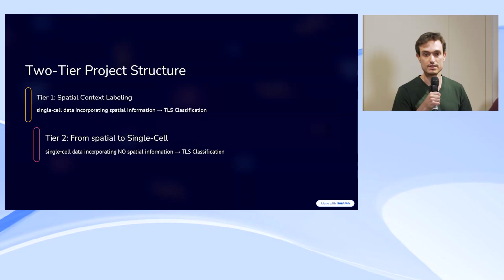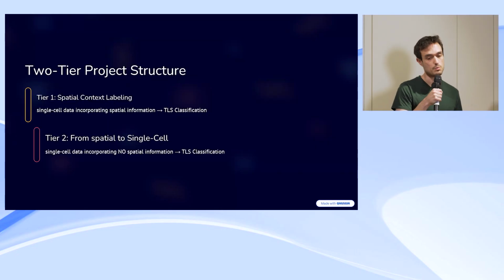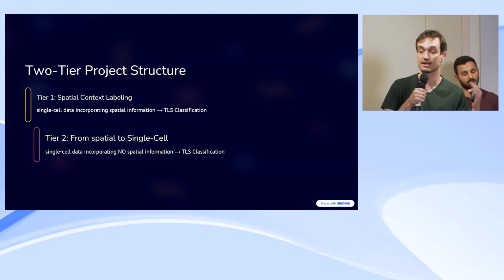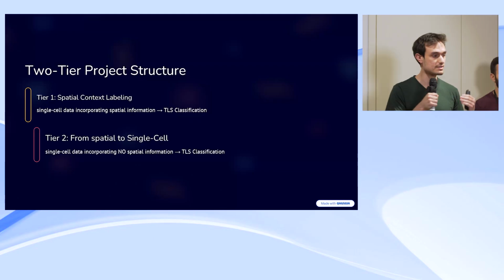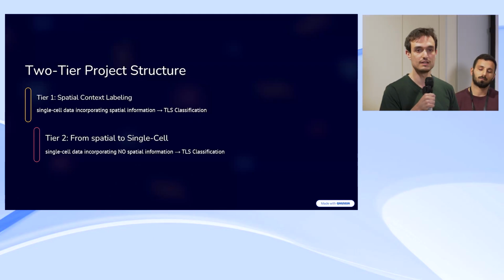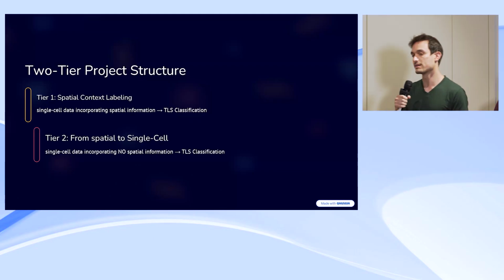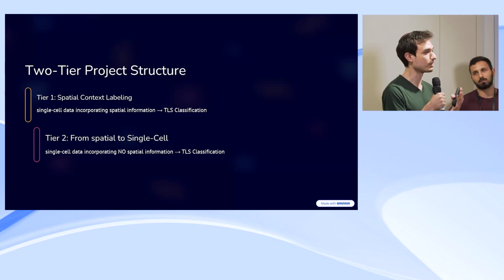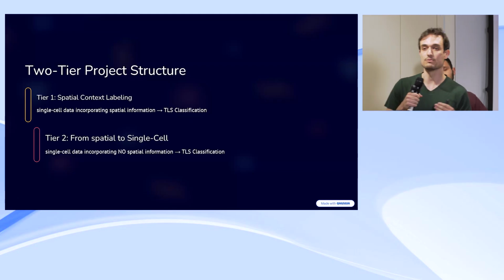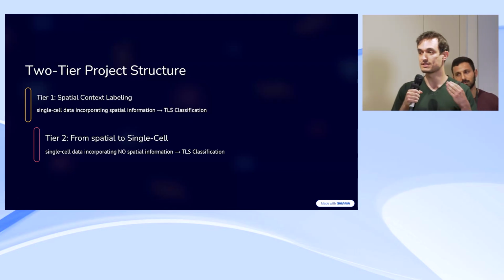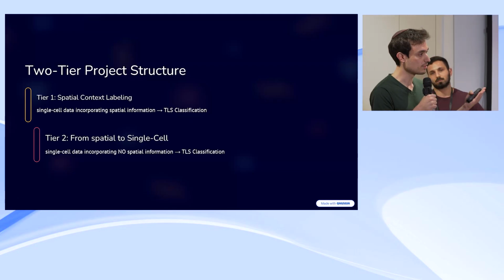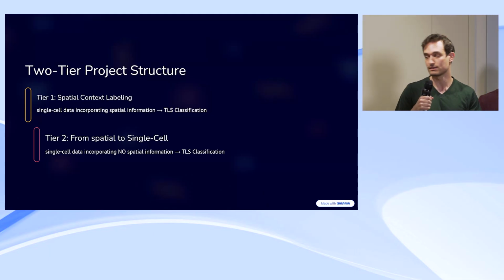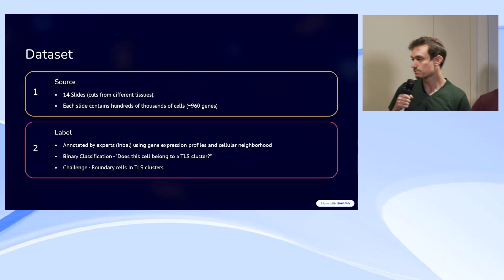So our project is 2 tiers. Both tiers involve classifying TLS structures, whether a cell is a TLS cell or not. The difference between the 2 tiers is that in one tier we're allowed to use the spatial data, and in the second tier we're not allowed to use the spatial data. And there's a reason for this. There's a lot of disassociated data which is available online for free or very cheaply. So if we're able to solve the problem without the spatial data, Compugen will be able to download reams of data from the internet, work with that data, and develop future products.